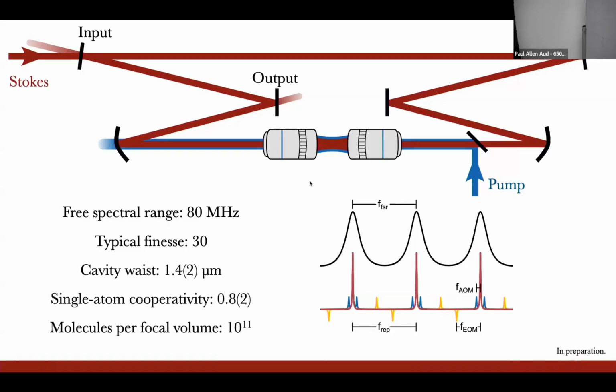And how big is that focal volume? Well, we get cavity waists of about 1.4 microns between these two objectives. If you think about a closed transition here, then that's a single atom cooperativity of about 0.8. But of course, we have a liquid sample here. It's a condensed phase. So for these spectroscopy experiments we actually have 10^11 molecules in that focal volume. In a biological cell, the protein concentration is lower, of course. It's about 10^7 molecules per focal volume. But those are the regimes that we're working in.